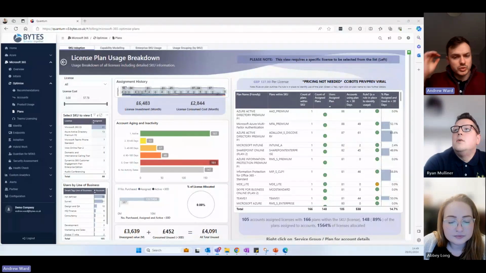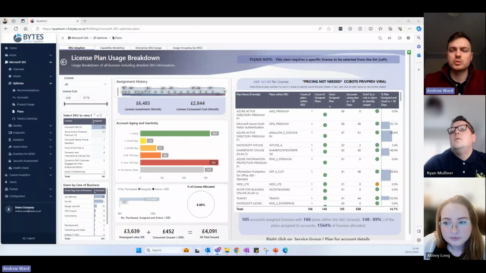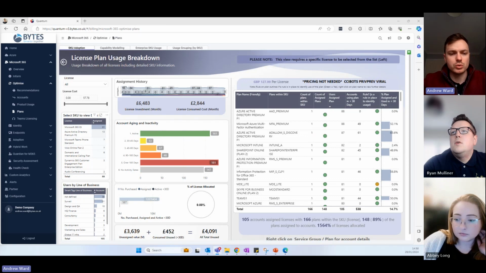So in terms of the quantum toolset, to those of you that are new to it, what is the quantum toolset? It is split into two parts: quantum for Azure and quantum for 365. For this particular podcast, we'll be focusing on the 365 side. So what do we use Quantum 365 for, and what are the benefits of the tool set?